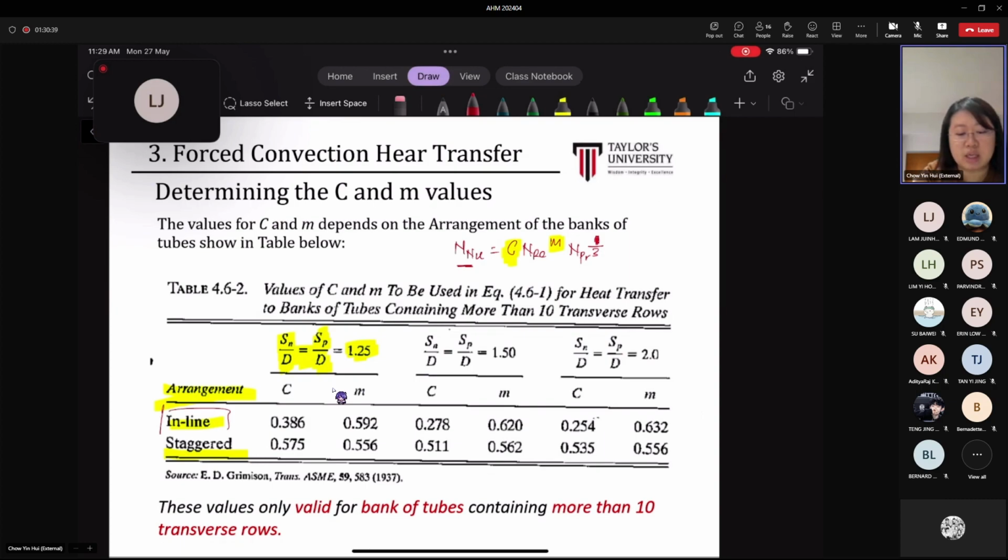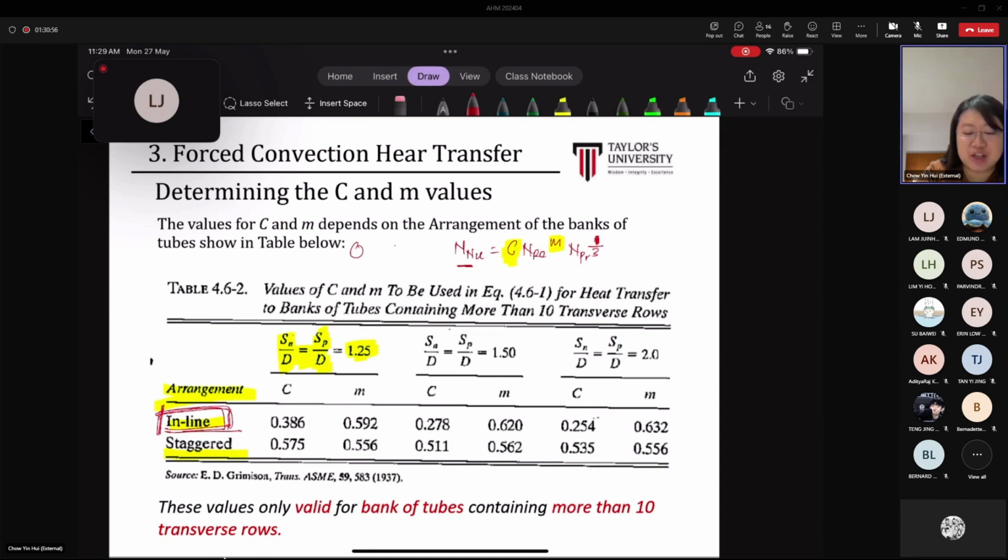So let's say it's inline. For the forced convective heat exchanger that we are going to do in our lab, your copper tube is arranged... okay, great, I can't remember. You all can check, but I think it's inline. It's inline. All right.